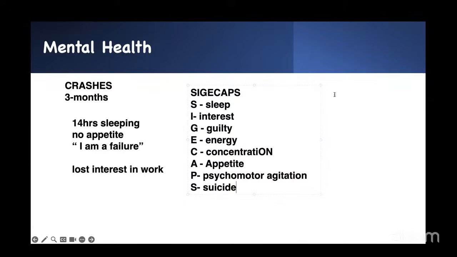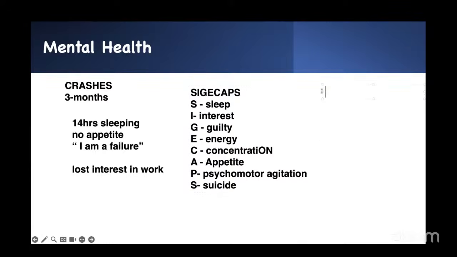What are you going to do? Based on what they told you, 12 to 14 hours of sleep, no appetite, I'm a failure, and I've lost interest. If you see this question, what is the next thing you're going to ask? What is your number one? The next thing you're going to ask the patient. That's what NCLEX is going to ask you. Everything smells like depression. And therefore, what is the number one thing you're going to ask them?